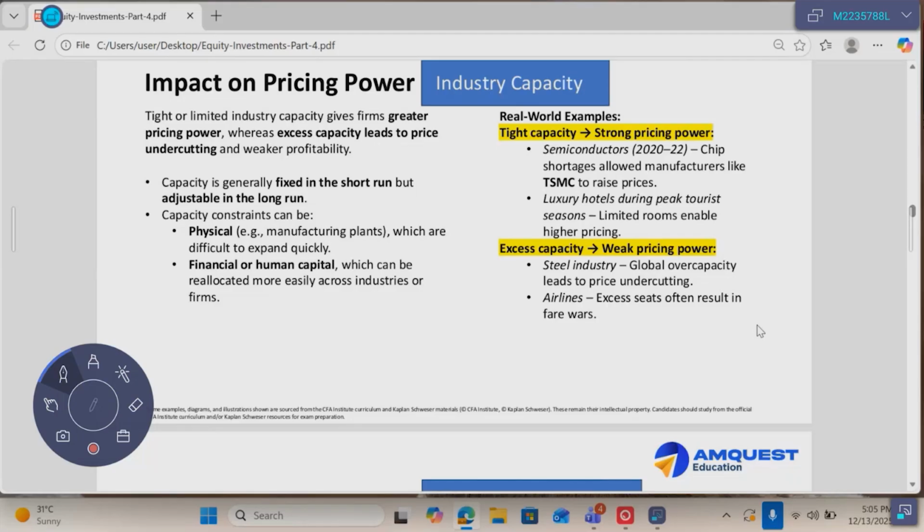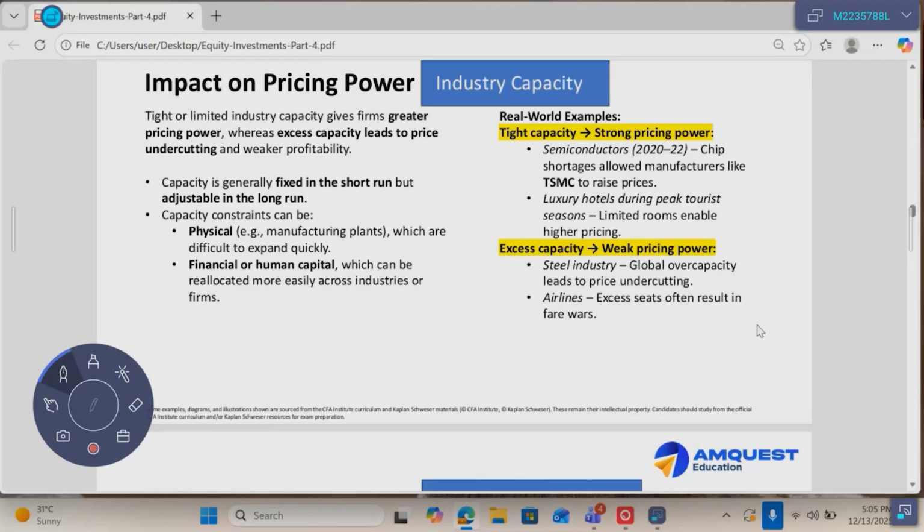Luxury hotels peak during tourist season. The best example is Goa. Right now, New Year is coming, so prices will go up. Exorbitant prices, 30,000-40,000 rupees per day. If the capacity is excess, then the company will have weak pricing power. So if the demand goes up, you can increase the supply, match it, and prices will not be that rigid. So prices are flexible and profit earning capacity is also less.